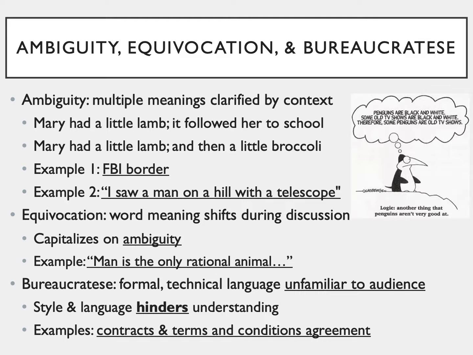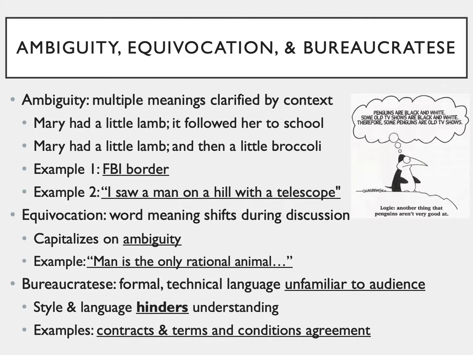Bureaucratese is when formal and technical language that is unfamiliar to the audience hinders understanding. And I put hinders in bold because I really want to highlight the fact that it is only bureaucratese if the style and language hinders the listener or the reader's understanding. When formal and technical language is used appropriately, it is not bureaucratese.